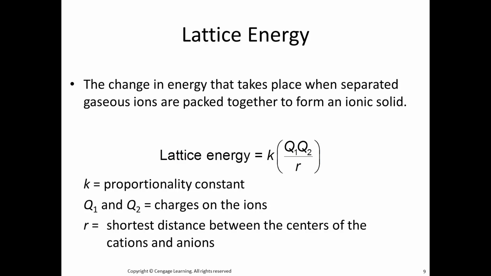So, lattice energy can be expressed using a modified version of Coulomb's law, where K is a proportionality constant, Q1 and Q2 are ionic charges, and R is an interatomic distance.